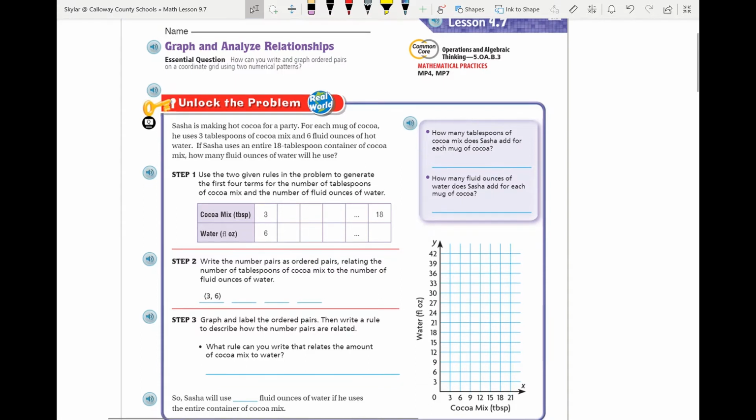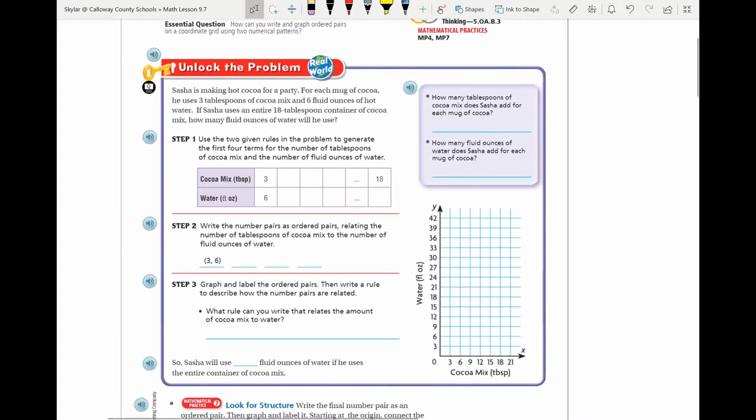We are going to be finishing our book out with chapter 9.7. How can you write and graph ordered pairs on a coordinate grid using two numerical patterns? Well, we have two patterns and then we have an x-axis and a y-axis. Pretty straightforward what we do with those two patterns. We measure one on the x-axis and the other on the y-axis. The reason that we do this: one, it gives us a nice visual representation of those numbers. It's easier to see and understand. But two, we can use that graph to make predictions, just like we can use the rule to make predictions.